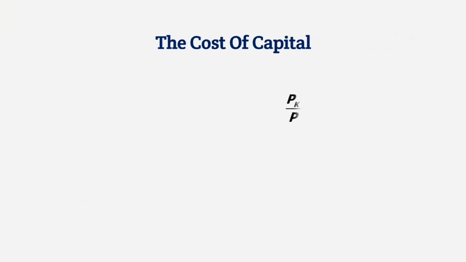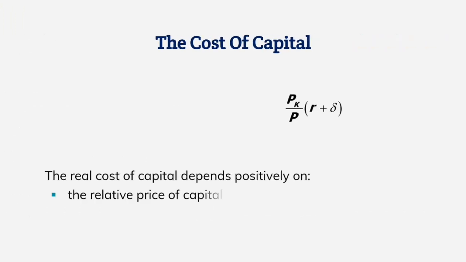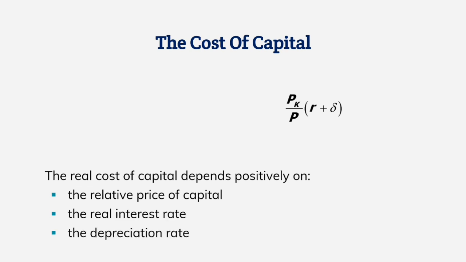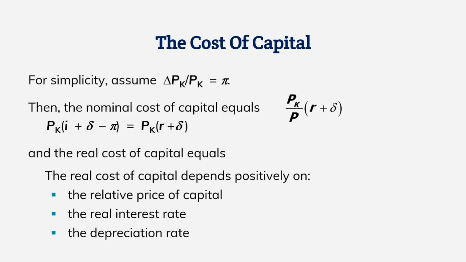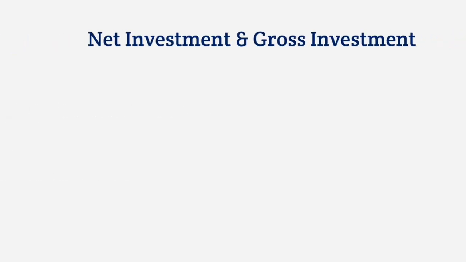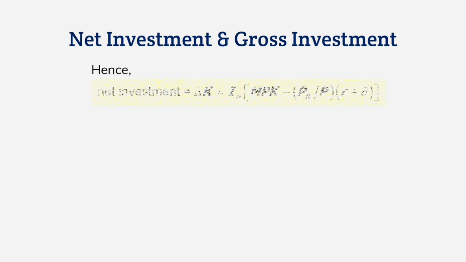To make the expression for the cost of capital simpler and easier to interpret, we assume that the price of capital goods rises with the price of other goods. In this case, ΔPK/PK equals the overall rate of inflation, π, because i minus π equals the real interest rate, r. We can write the cost of capital as the equation below. This equation states that the cost of capital depends on the price of capital, the real interest rate, and the depreciation rate. And finally, we want to express the cost of capital relative to other goods in the economy.